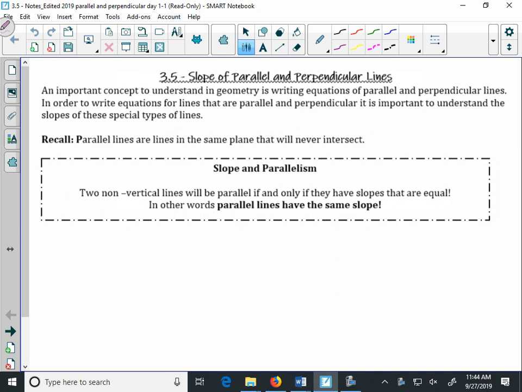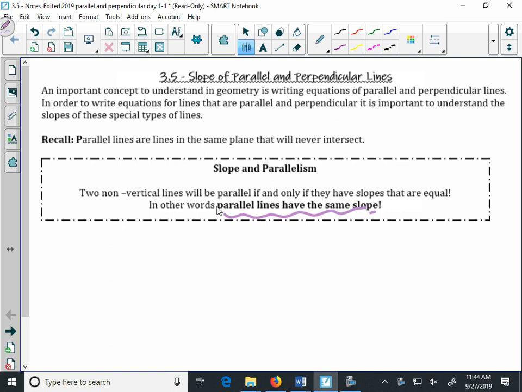But will never, ever, ever intersect. Or they never touch. In order for lines to never intersect, they have to have the same slope. So when you're given equations of parallel lines, they will always have the same slope. The slope will always be the same.